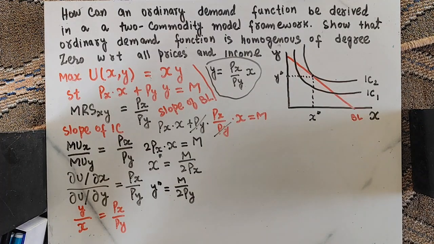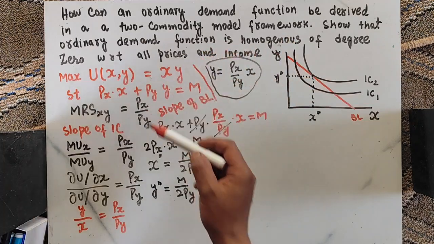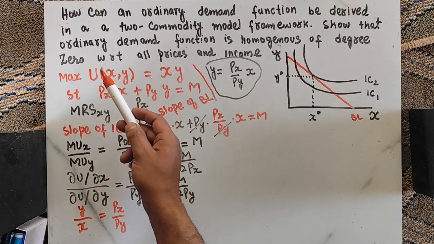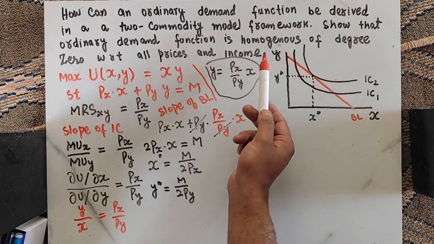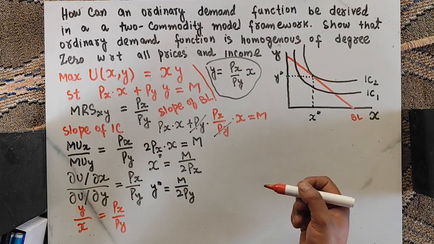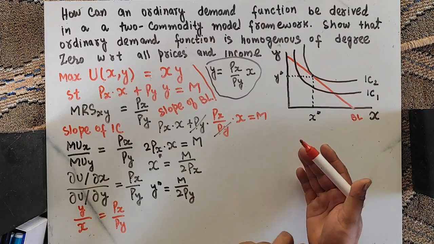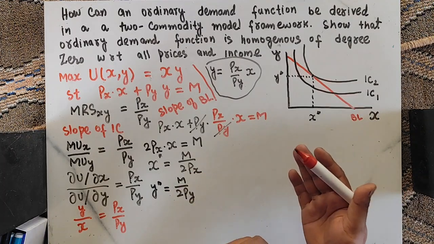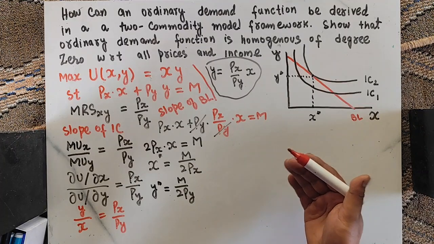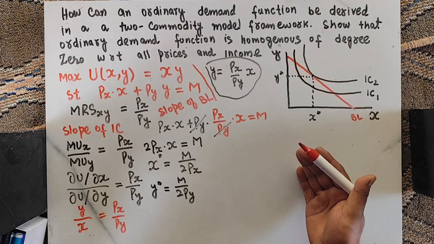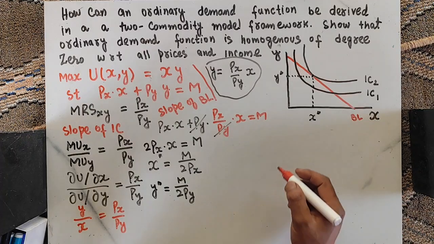Okay. Now we also need to prove that this ordinary demand function is homogeneous of degree 0 with respect to all prices and income. By homogeneous function, what do we mean? A function where multiplying the variables by a constant factor results in the output being multiplied by that constant raised to some power. Okay, so let me explain it here.